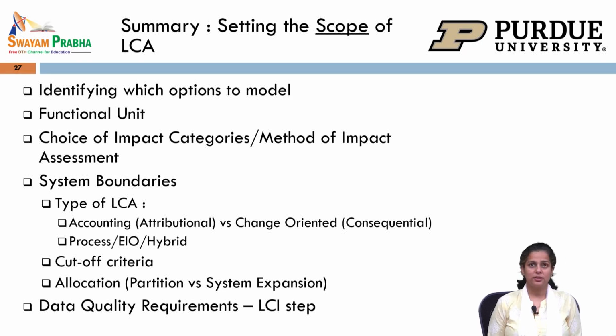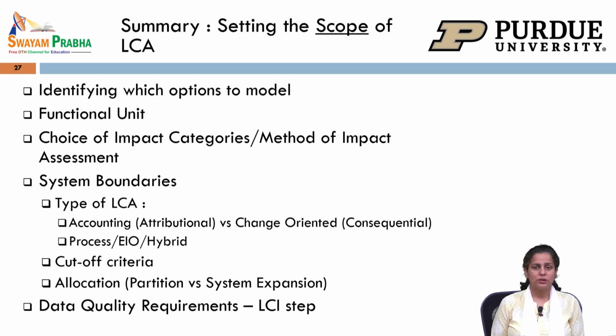I will quickly review all the steps that we have discussed for scoping of an LCA. First, we started with identifying which options to model, which relates to the technology or the region that we are studying. Then we talked about the functional unit selection. We went through some exercises thinking about what is the functional unit that is used for scaling up or scaling down of your process. Then we talked about choice of impact categories and method of impact.